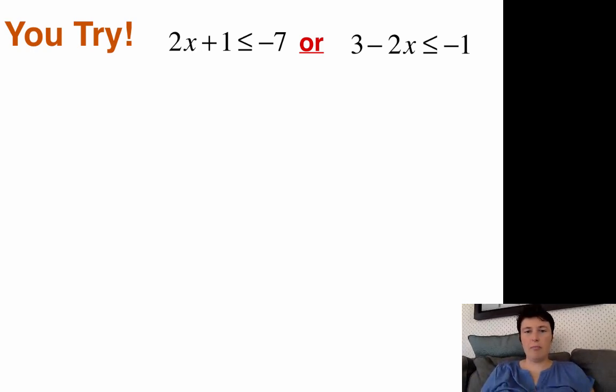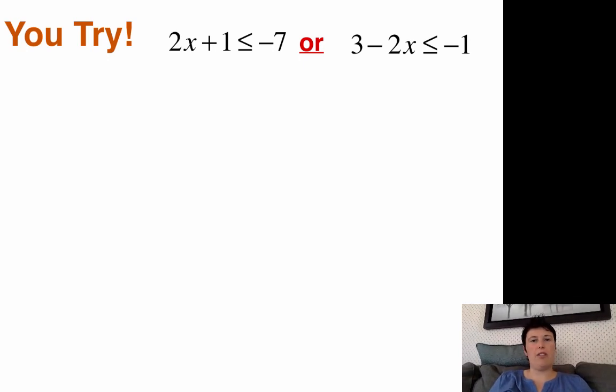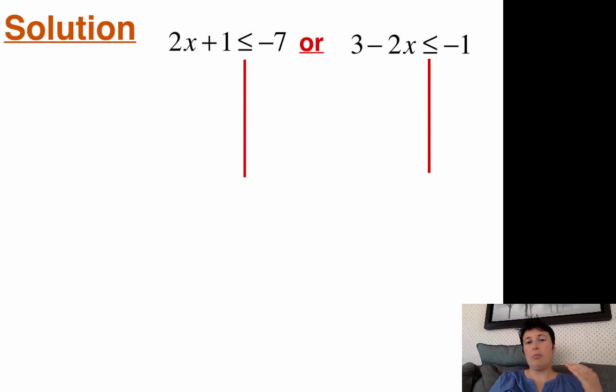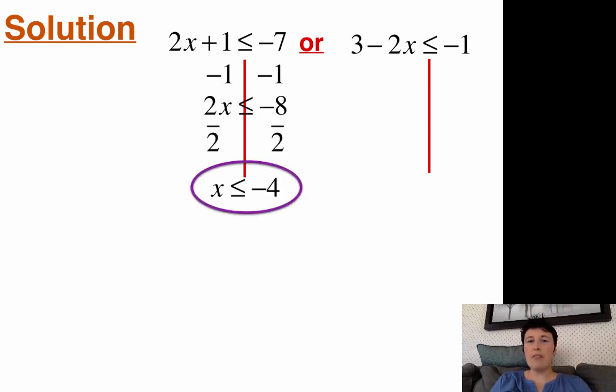Okay, I hope you're unpausing the video, and we are going to check your solution. We know that both these problems are already separated, so just put the line down the middle and isolate x. Take the 1 away from both sides. Negative 7 and negative 1 make negative 8. Then once you do that, divide by 2, and you get x is less than or equal to negative 4.